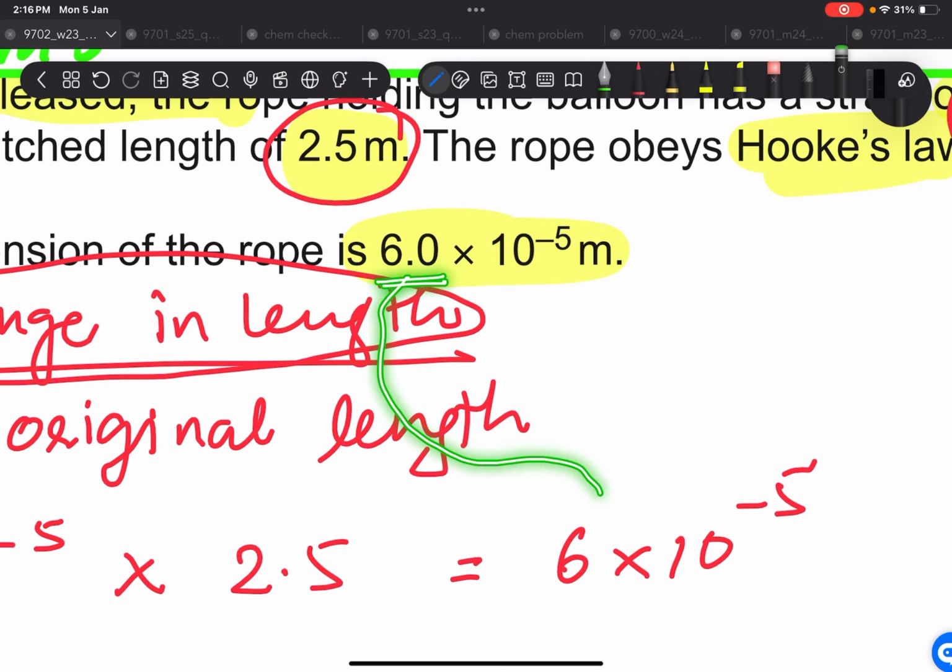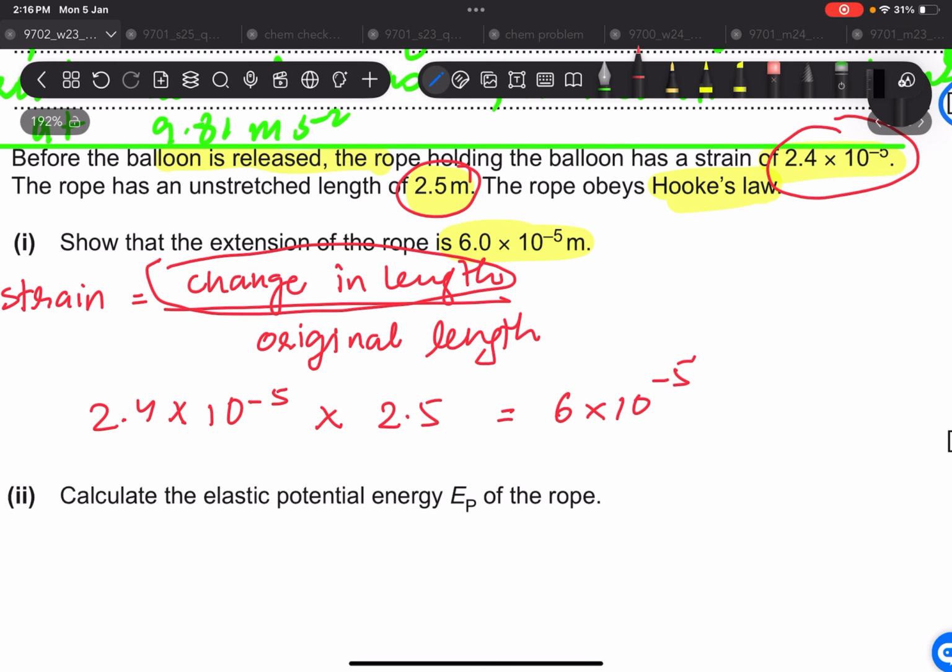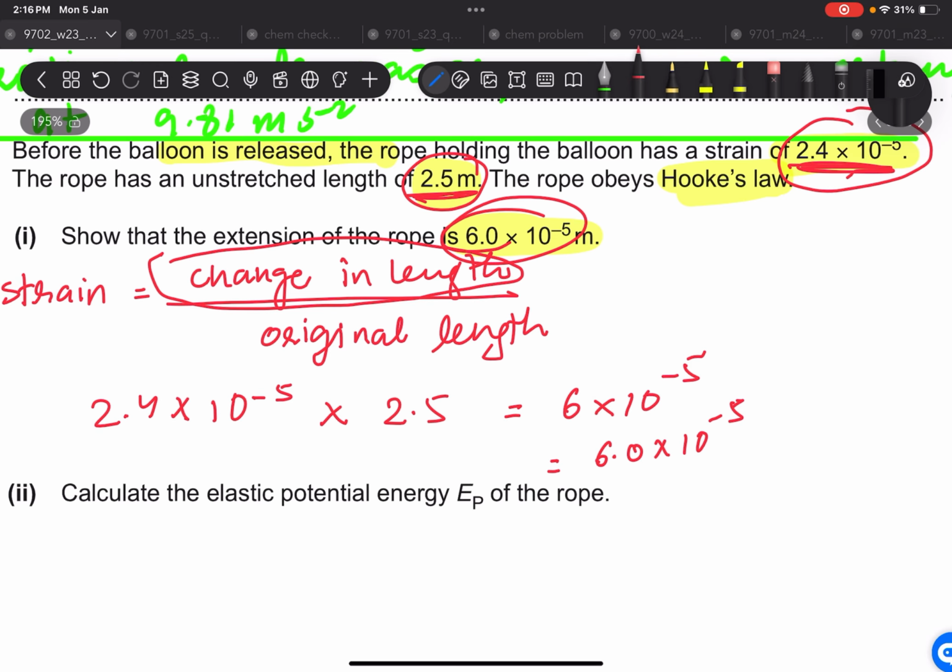Because you have to give it to two significant figures. So you are also not trying to do what he has not done. 6.0 into 10 raised to power negative 5. Two significant figures. So the answer is also in two significant figures.